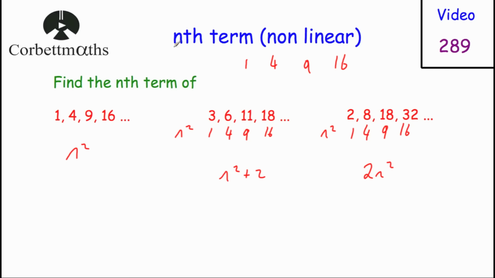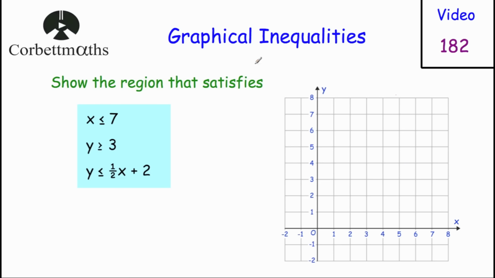And that's it. So in M7, we could be dealing with nth terms for nonlinear sequences, such as fractions, or sequences that are linked to the square numbers or cube numbers and things like that. Okay, let's have a look at our next topic. And our next topic is graphical inequalities. And I really like this topic in this video, 182 in Corbettmaths.